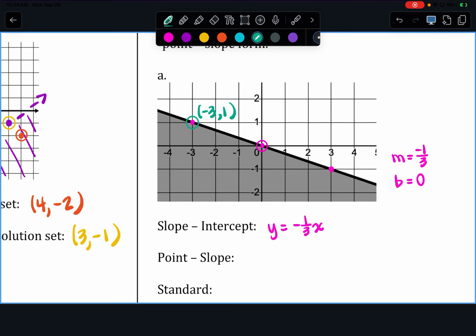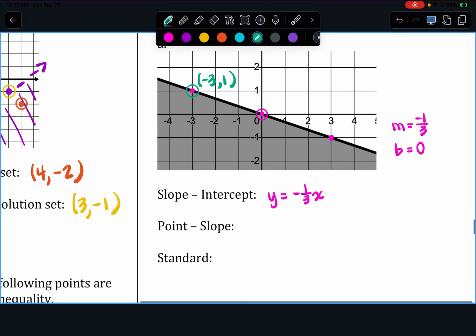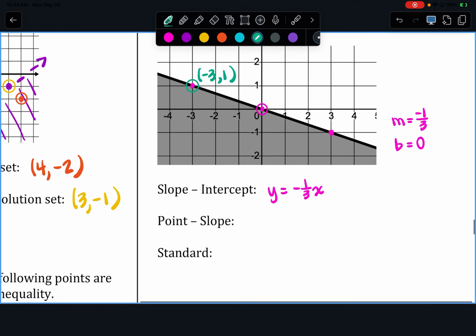You can pick any of the 3 points. I don't care which one you pick, right? Because everybody could get a different point slope form here, and they would all be correct as long as you plugged your numbers in correctly. So I'm going to use negative 3, 1, which means my point slope would be y minus 1 equals negative 1/3 x minus negative 3. So the double negative would make that plus 3.